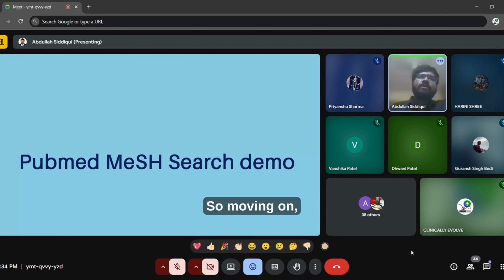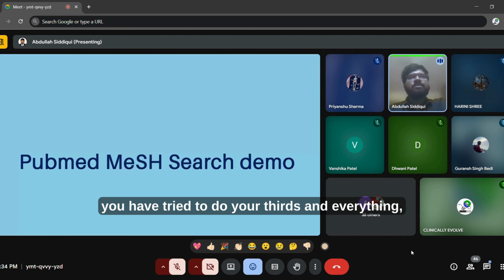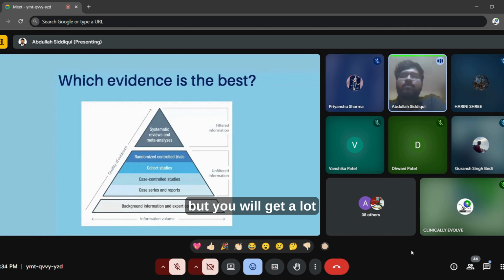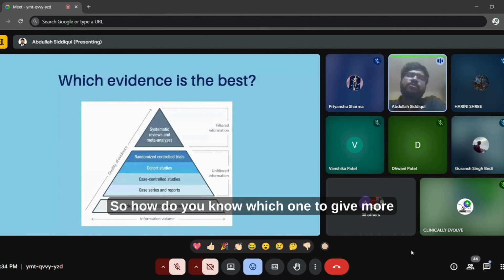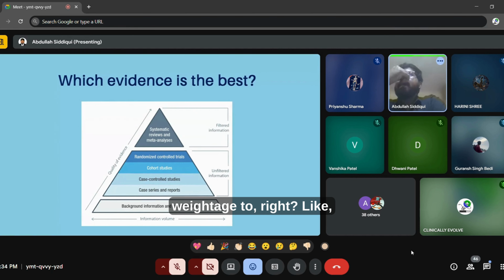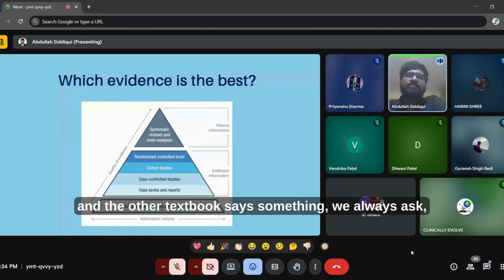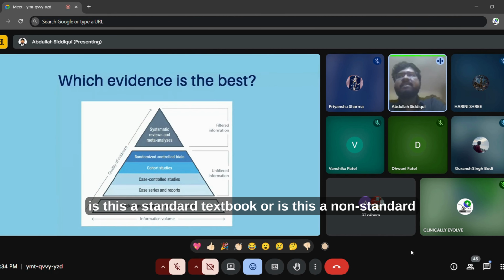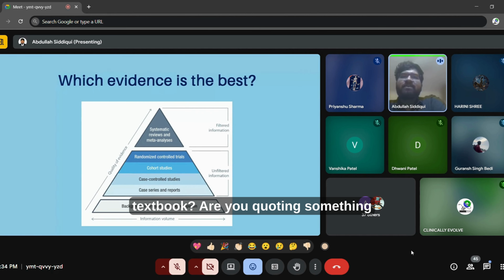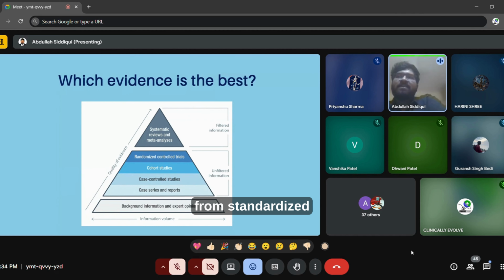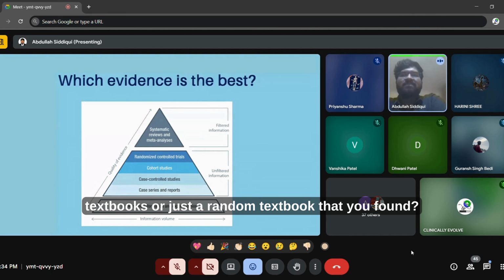So moving on, you have tried to do your search and everything, but you will get a lot of different types of study designs, study types, articles, etc. So how do you know which one to give more weightage to, right? Like if we take an example of textbooks, if some textbook says something and the other textbook says something, we always ask, is this a standard textbook or is this a non-standard textbook? Are you quoting something from standardized textbooks or just a random textbook that you found?